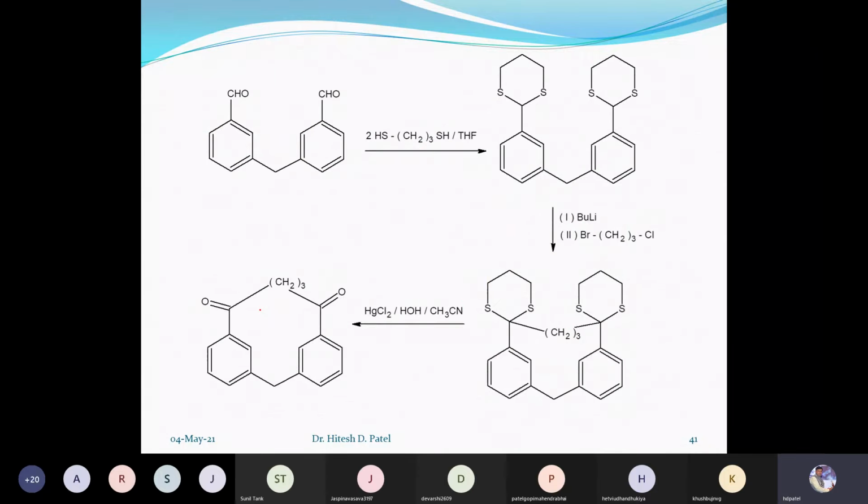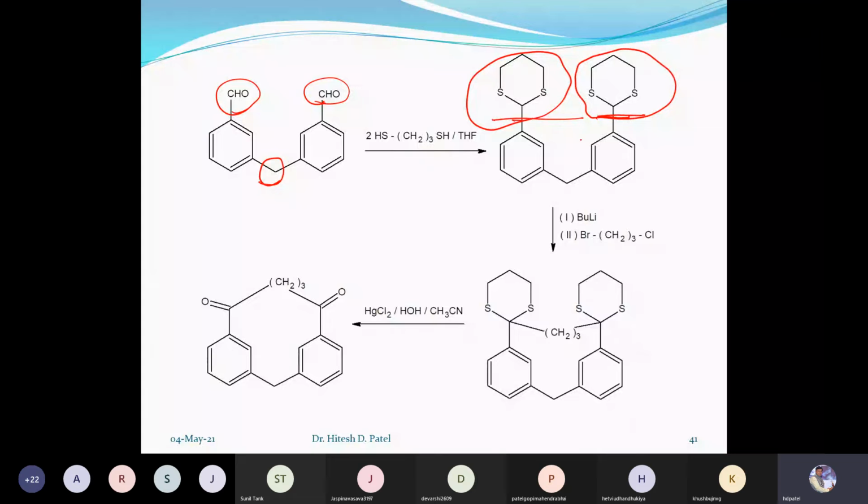Here we have two aldehyde groups, CHO and CHO, on the aromatic rings, and both aromatic rings are attached to one carbon, CH2, the methylene group. Now when we treat this compound with 2 moles of 1,3-propane dithiol, we will get dithiane, and dithiane. At two places we have a dithiane ring.